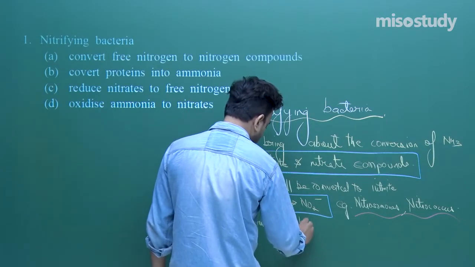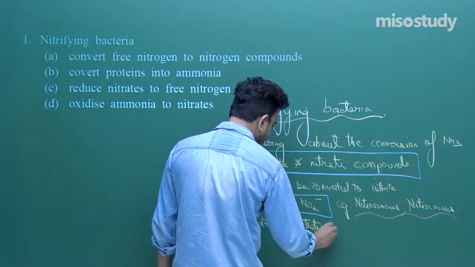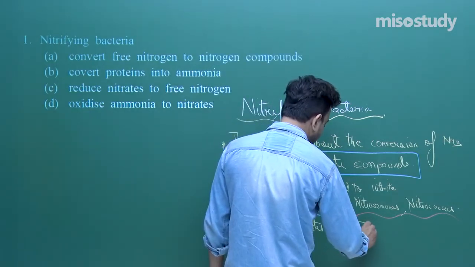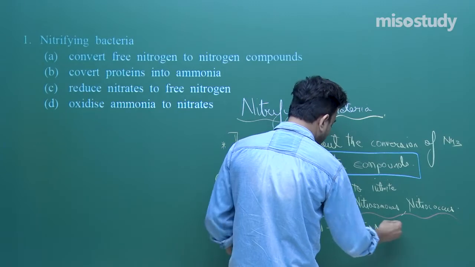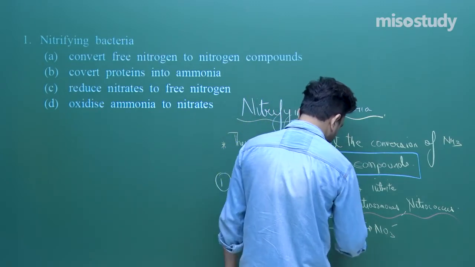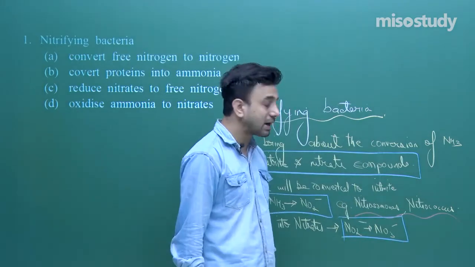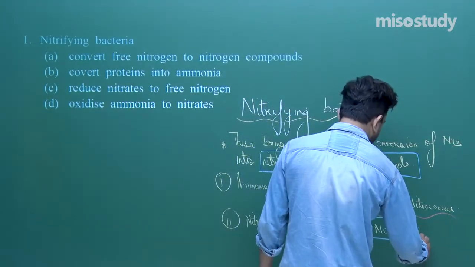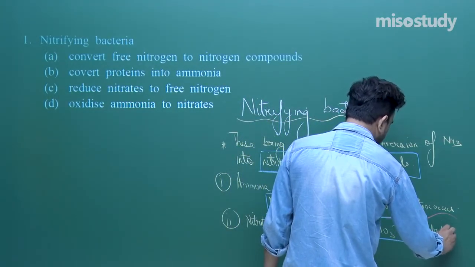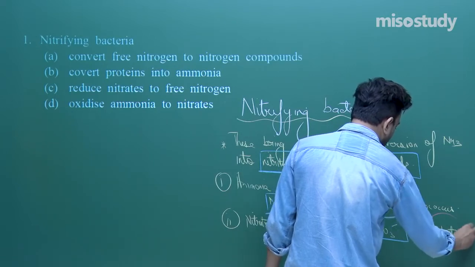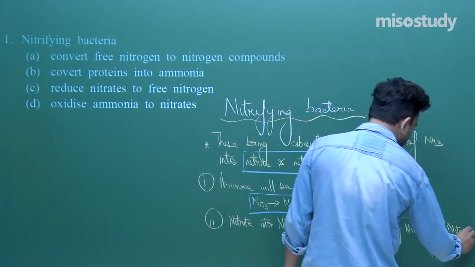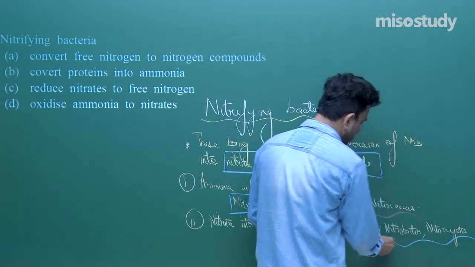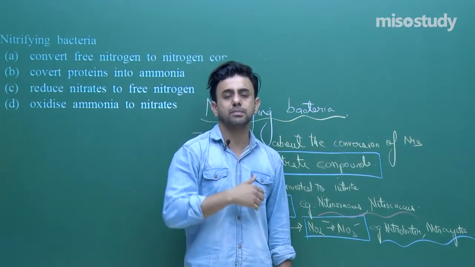into nitrates. Nitrite into nitrates, that means NO2 minus will get converted to NO3 minus. And here Nitrobacter and Nitrocystis can be some of the examples which can be cited over here. Okay, Nitrobacter and Nitrocystis will be the examples over here.